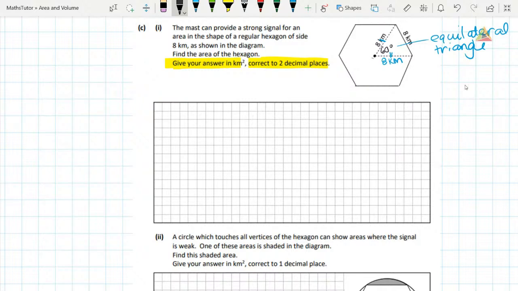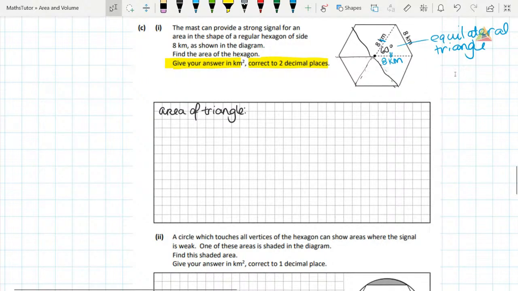I can also see that this hexagon is divided into 6 identical triangles like this. So each of these triangles are going to have exactly the same measurements. So it's dividing up into these 6 triangles. So when I want to work out the area, I'm going to work out the area of the triangle. And then to work out the area of the hexagon, I'm going to multiply that by 6.